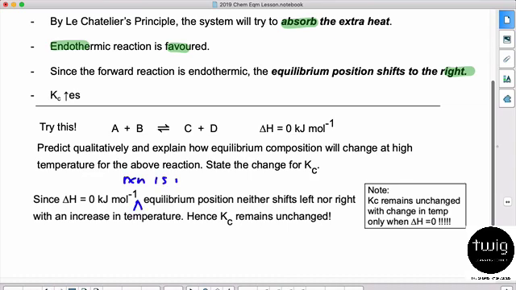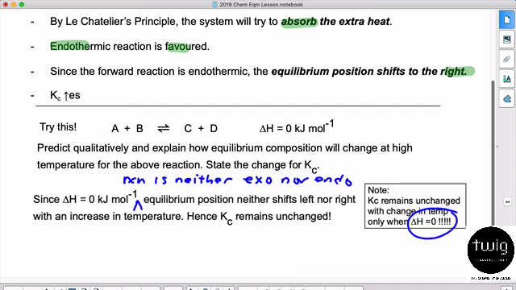the reaction is neither exo nor endo. The reaction is not exo, not endo. So the position of equilibrium will not shift left or right. With an increase in temperature, hence Kc remains unchanged. It's only under this condition, when change in H is 0, that I change temperature and yet Kc doesn't change. So this is like the exception.